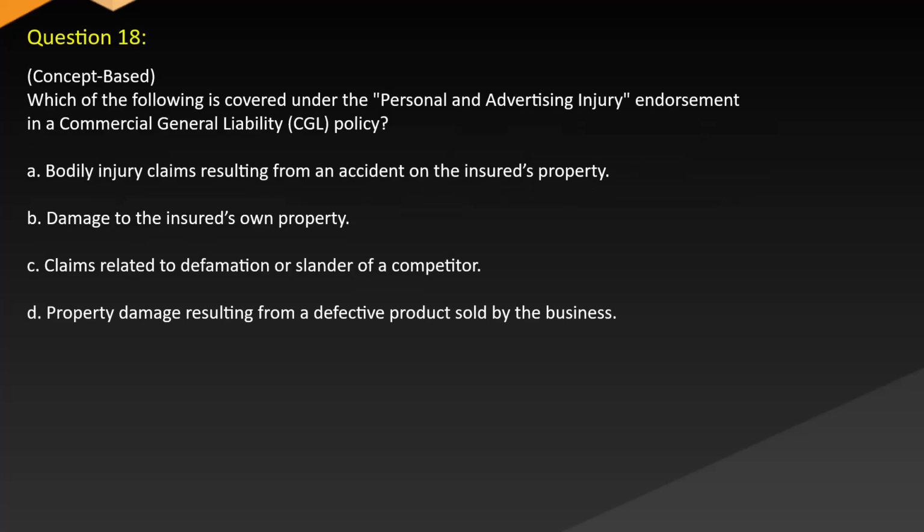Question 18. Concept-based. Which of the following is covered under the personal and advertising injury endorsement in a commercial general liability (CGL) policy? A. Bodily injury claims resulting from an accident on the insured's property. B. Damage to the insured's own property. C. Claims related to defamation or slander of a competitor. D. Property damage resulting from a defective product sold by the business.